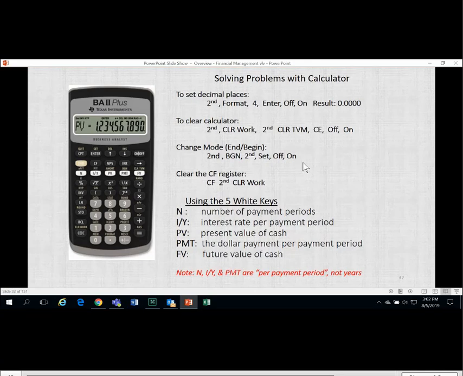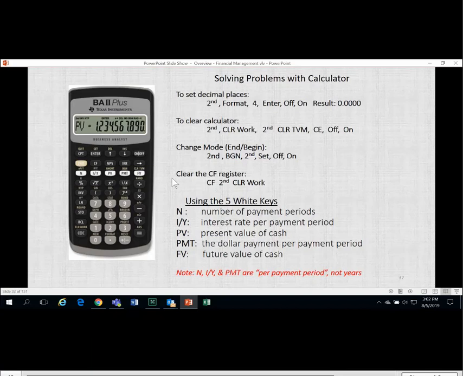Now, once you do that and solve a problem, the first thing you do is change your calculator back to the end mode, because practically every problem is in end mode. So we use the exact same keystrokes. We're going to do second, again, second, set, turn it off, turn it on. And now you should see just the zeros. You shouldn't see that begin. There's one other thing, but this last clearing you won't get to much later in the course, and we'll talk about it when we get to it.